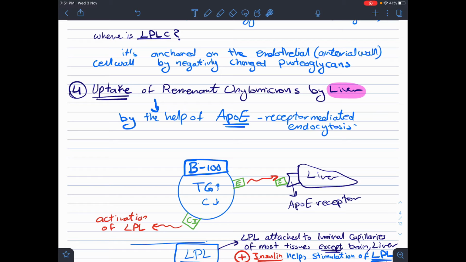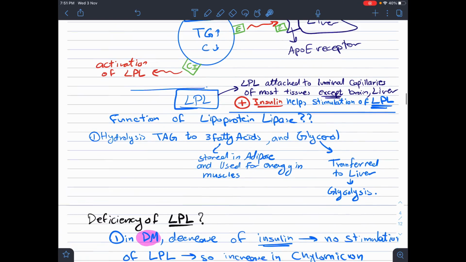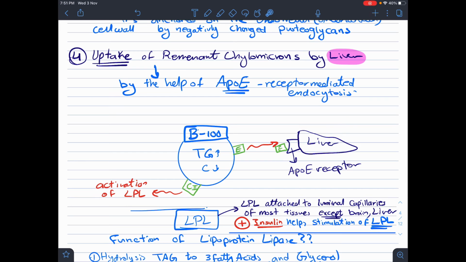The answer is the remnant chylomicrons after it gets metabolized by the lipoprotein lipase C. So uptake of this remnant chylomicron by the liver after ApoC2 activated the LPL, and the LPL actually metabolized the triacylglyceride. And now it's called the remnant chylomicron. Now the liver is going to take it because it has ApoE, which is going to recognize the receptor on the liver, ApoE receptor. So now we're done with the formation of chylomicron and its pathway.